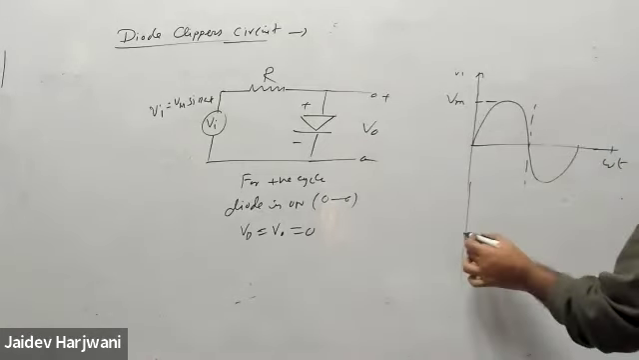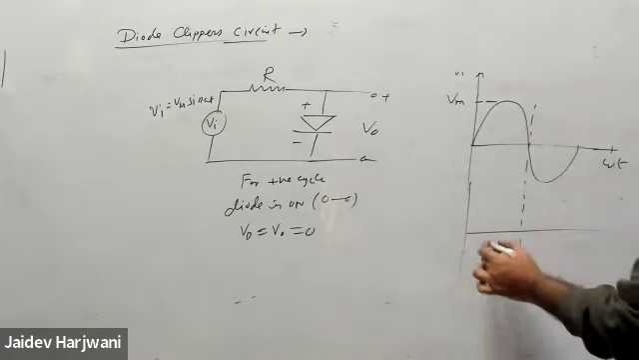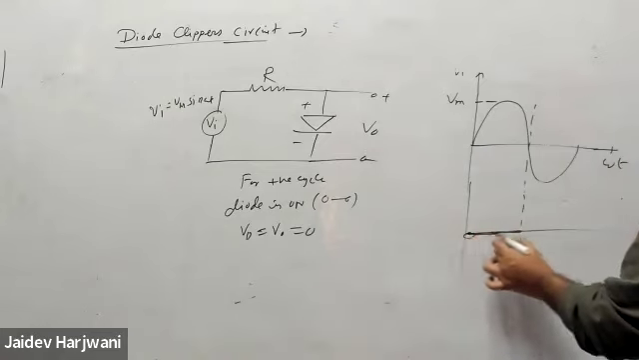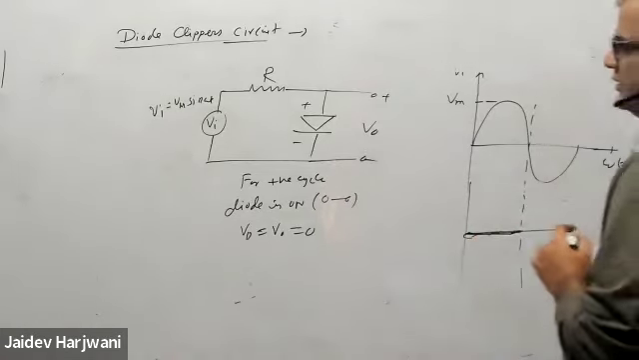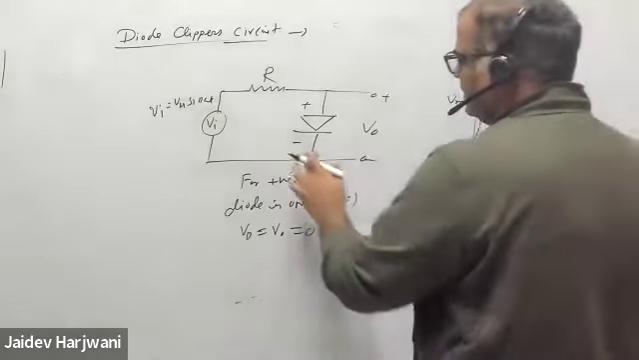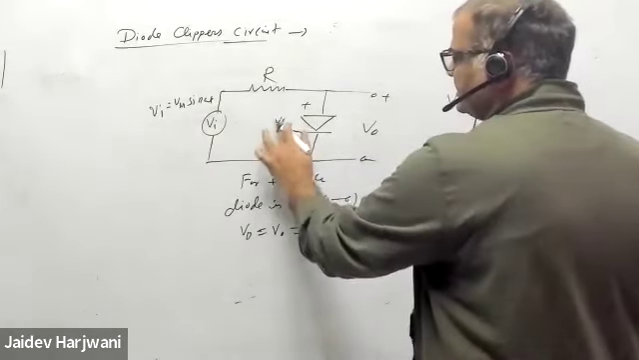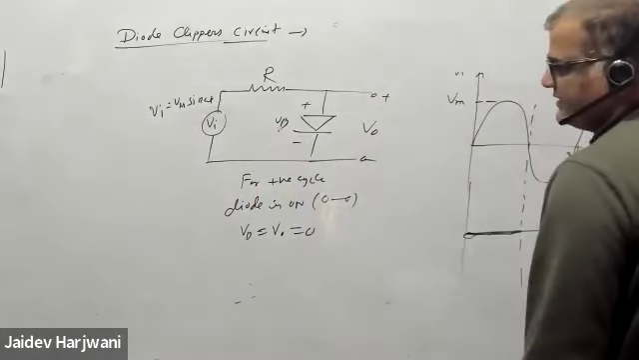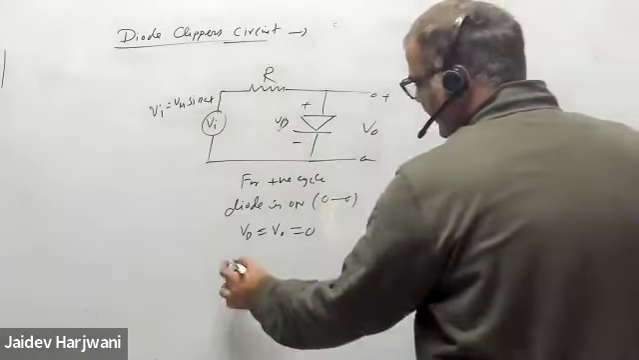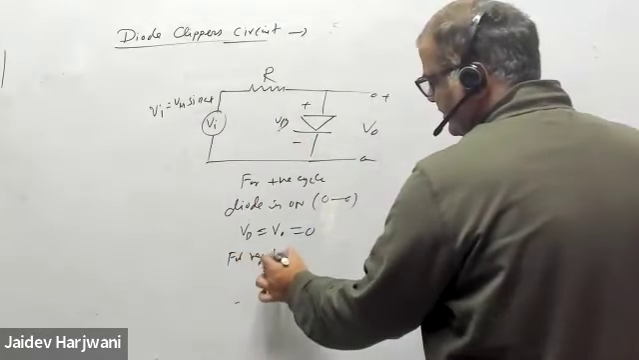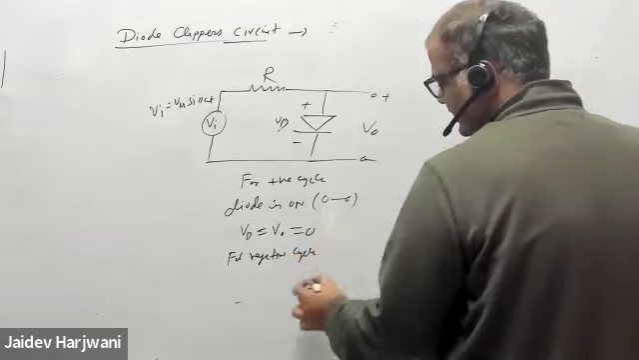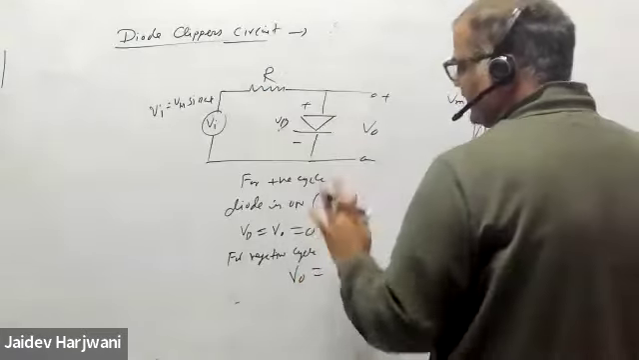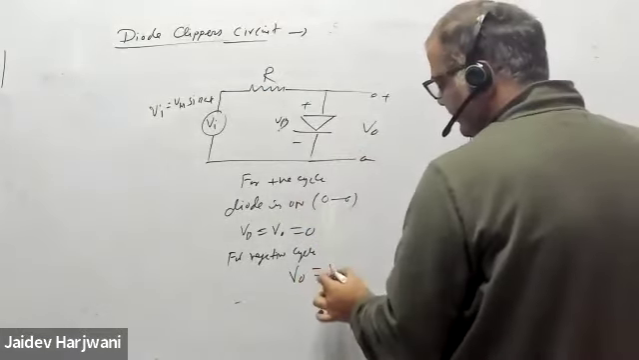So in this circuit, this portion will be removed for positive cycle. And for the next cycle, the negative cycle, the diode will be off, no current will flow in the circuit. So my V naught will become equal to Vi.